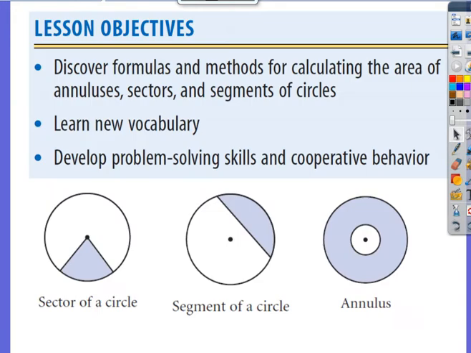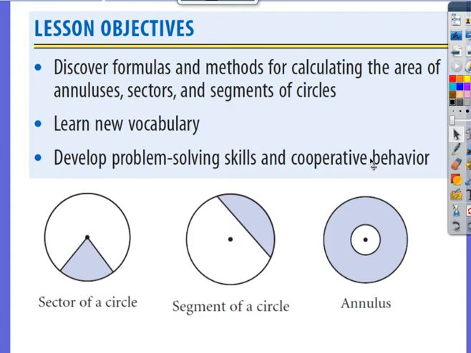I'm going to move on to the next slide. Do not write any of this down. What I'm looking for is just to tell you, you can see the pictures on the bottom, the three things we will talk about today. We're going to discover formulas and methods for calculating the area of annuluses, sectors, and segments of circles. Those are the three things we're going to be working on.